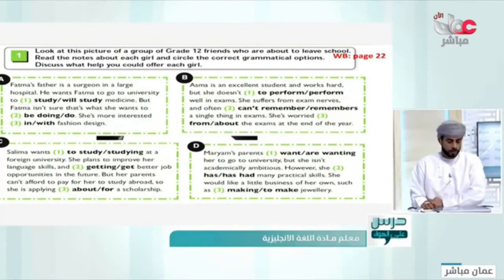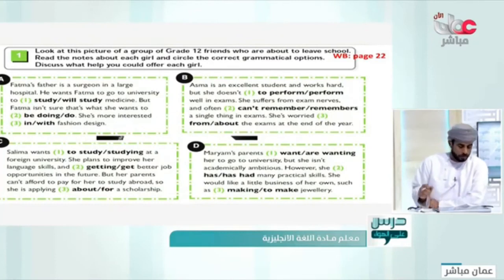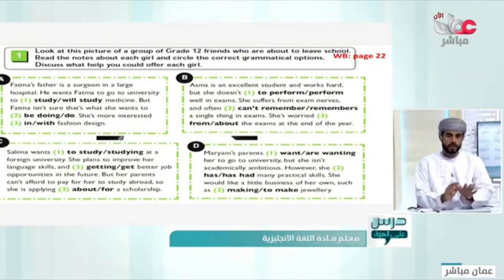In your workbook, page 22, activity 1, look at the picture of a group of grade 12 friends who are about to leave school. Read the notes about each girl and circle the correct grammatical option. Discuss what help you could offer for them. Now let's go through this grammar task and try to find out the best answer you can choose.